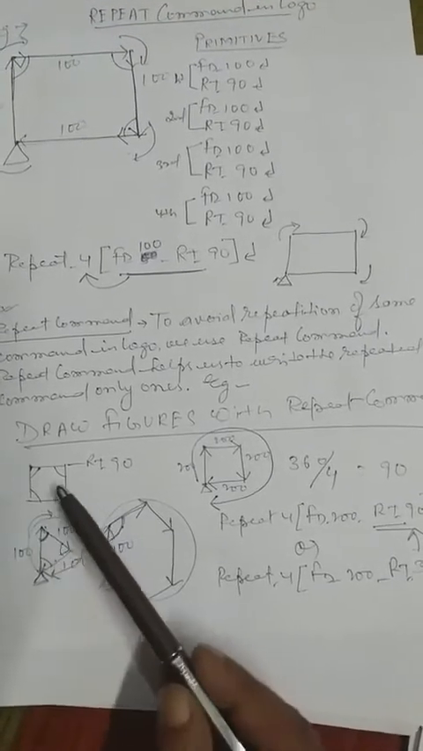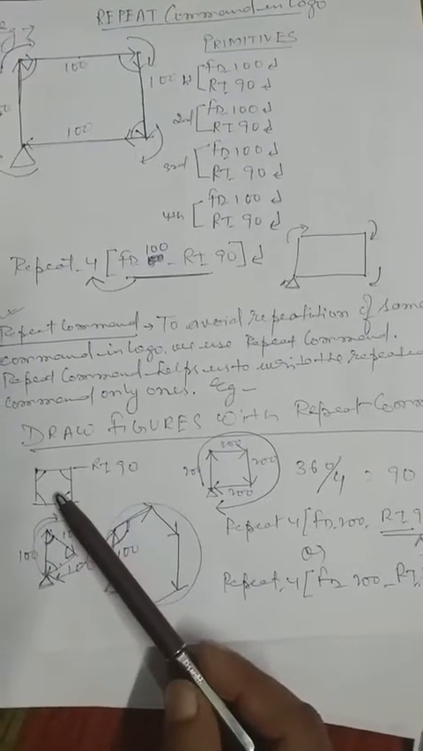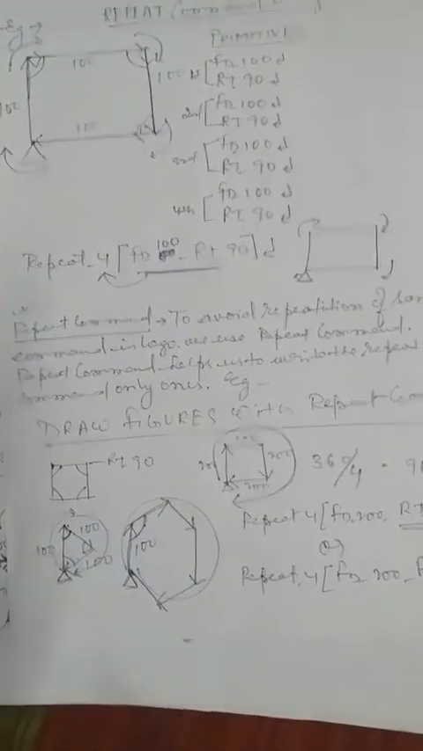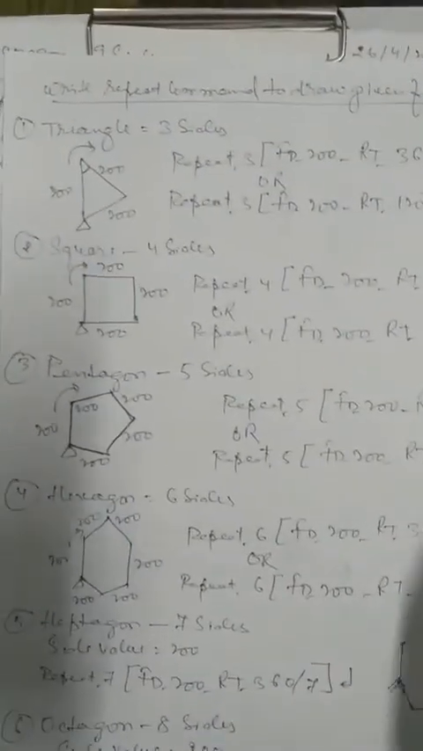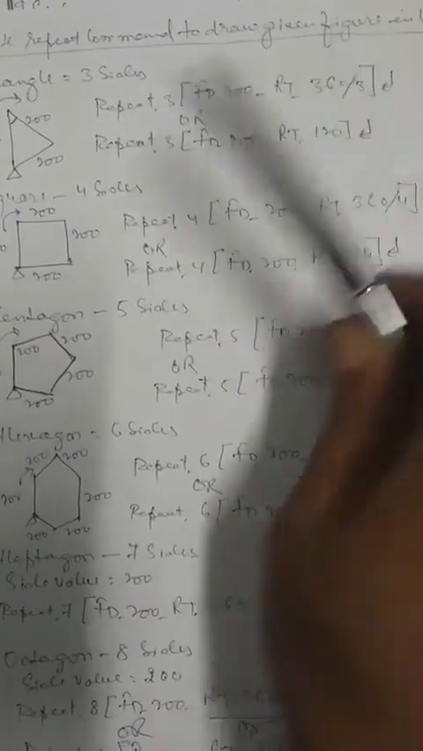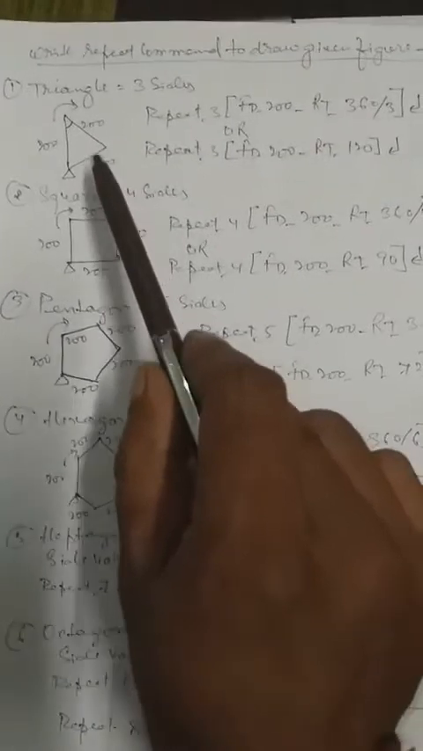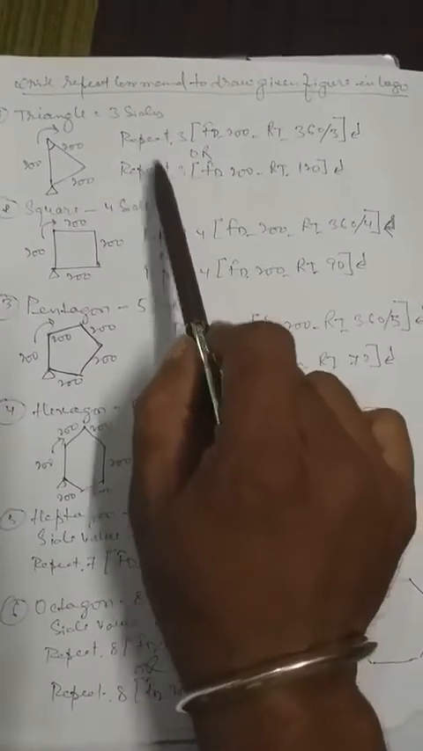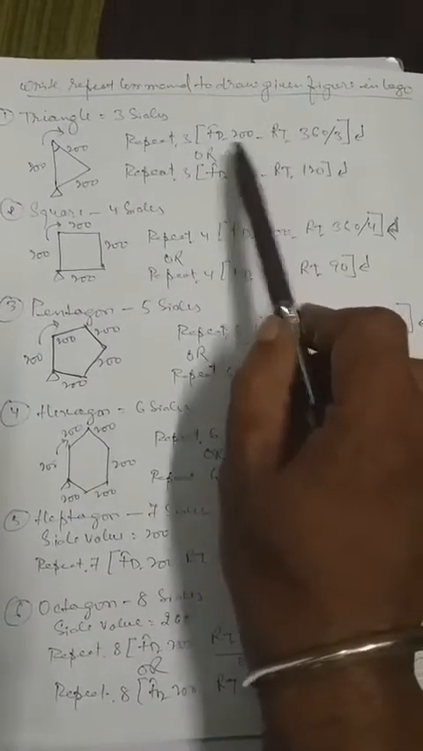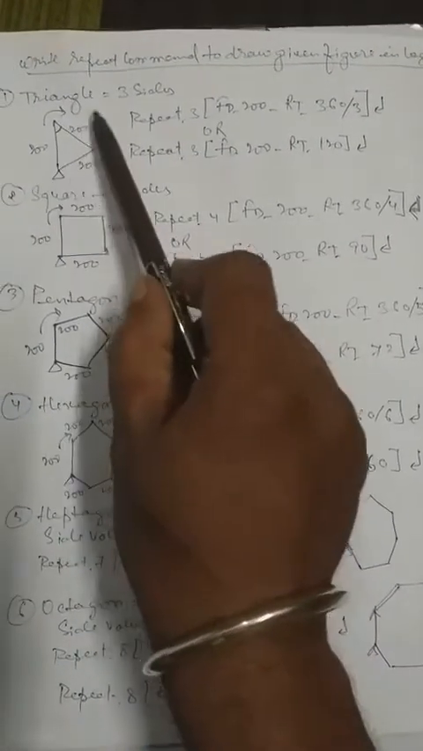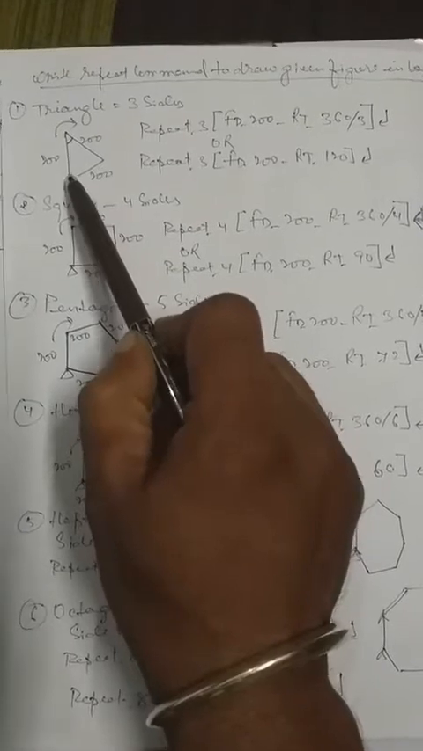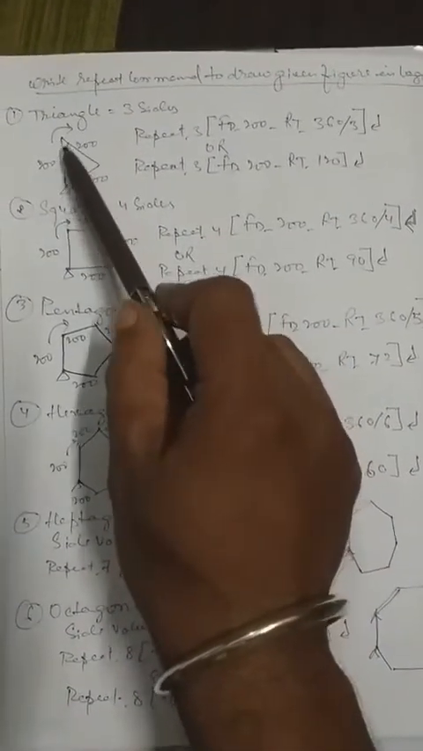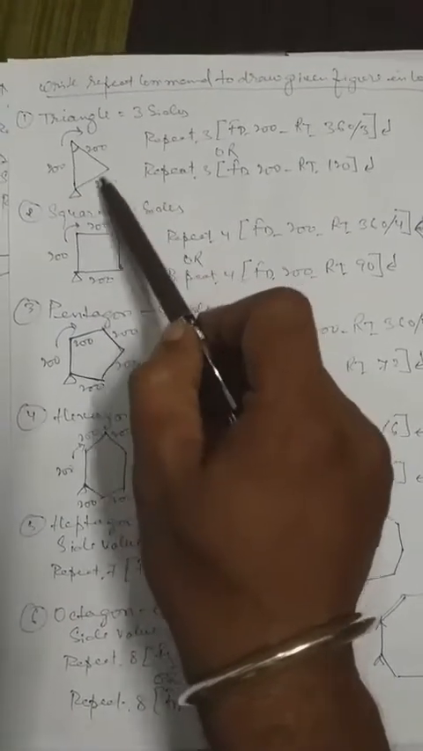If there are 4 equal sides, then there will be repeat 4 and the turn will be 360 by 4. If there are 3 sides in a figure like a triangle, I have explained here: if you want to use the repeat command to draw a triangle, and in a triangle there are 3 sides, all 3 equal, so we will write repeat 3, side value once only, that is FD 200, and my turtle will make one full round, and in this full round it will take 3 turns. So I wrote here 360 by 3. You can see here 1, 2, 3. 3 times my turtle will turn and it will come back to the home position.